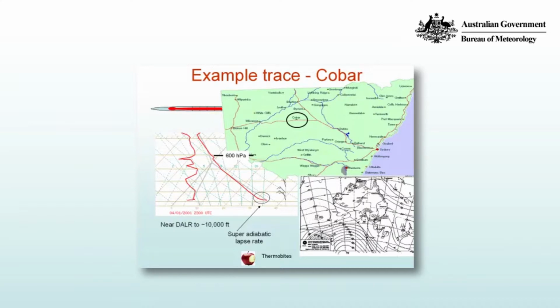Here's an example from Cobar in central New South Wales, and you can see from the mean sea level pressure chart, the pressure gradient is weak, and it's a light northerly drift as a result. From the temperature profile, you can see an approximate dry adiabat to about 10,000 feet, and the potential to mix thermally up to about 600 hectopascals, or 14,000 feet. Finally, you should be able to see the super adiabatic lapse rate in that profile as well. And we can note in passing that the lower part of the dew point profile is also well mixed, being approximated by an isopleth of mixing ratio. So this is a prime candidate for dry convection because there's clearly no condensation level for this trace, and also for dust devils.